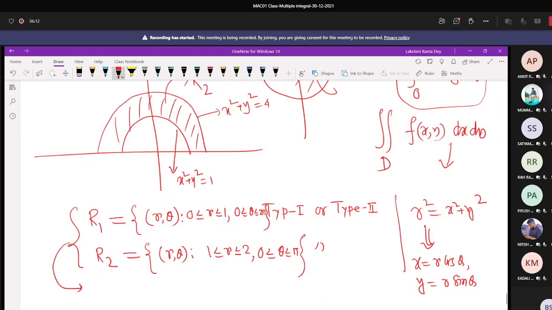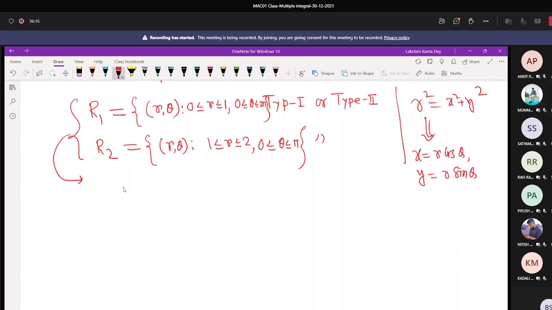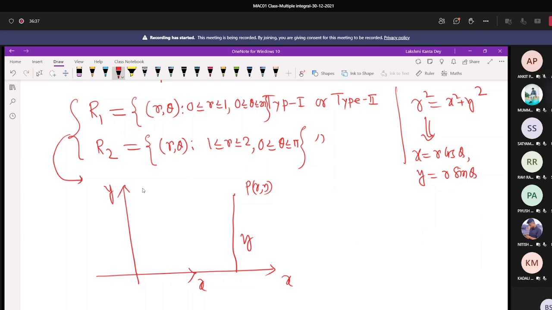If we try to draw the picture, say for example, this is your x and this is your y, initially your Cartesian coordinate system, and this is your point P x comma y. This part is y, this part is x. What is this particular part? This is your r, and this particular thing is theta. I can write this point as P r comma theta, right? So this is the angle, 90 degree.